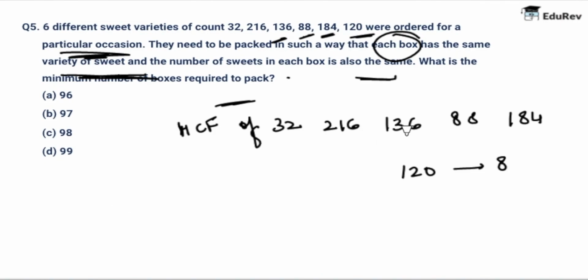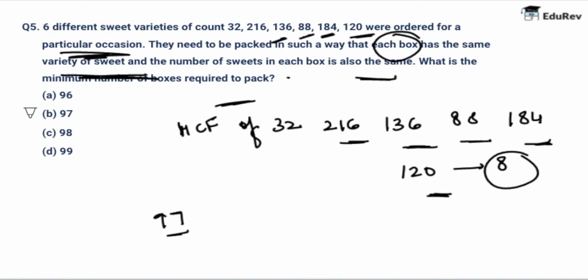Now the minimum number of boxes is going to be 32 plus 216 plus 136 plus 88 plus 184 plus 120 divided by 8. And this number is going to be 97. Hence the answer is that there have to be 97 boxes.